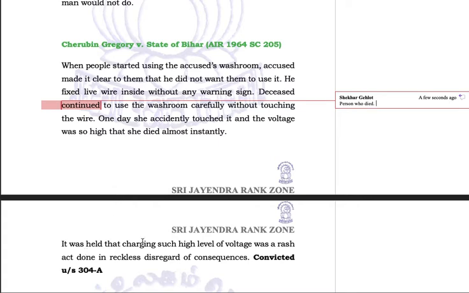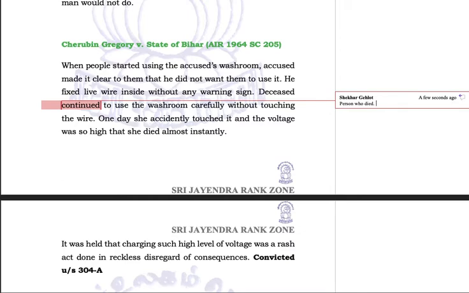It was held that charging such high level of voltage was a rash act done in reckless disregard of consequences. This person was convicted under Section 304A, causing death by rash and negligent act. This person claimed that I was trying to protect my property and it is a right to private defense. Court held that your right to private defense cannot be extended to cause someone's death merely because someone is using your washroom.